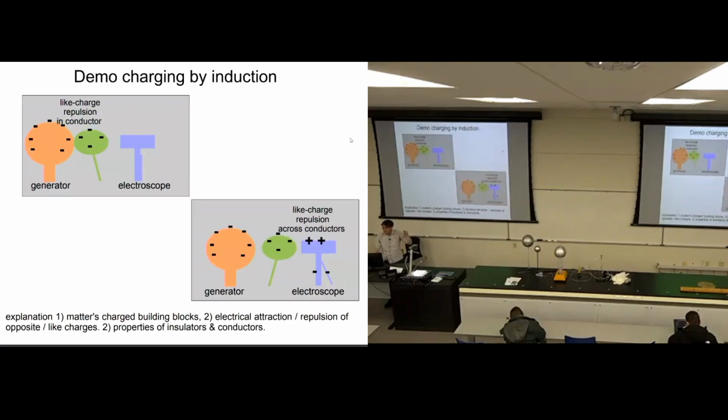And this is the second one, charging by induction. This is where I charge up the electroscope, but not by touching it, but by getting close to it. That's charging by induction.